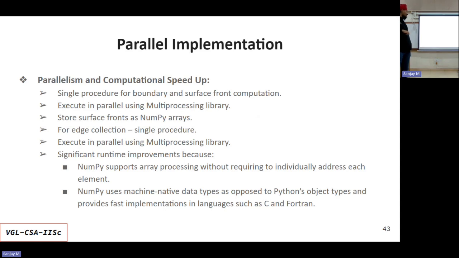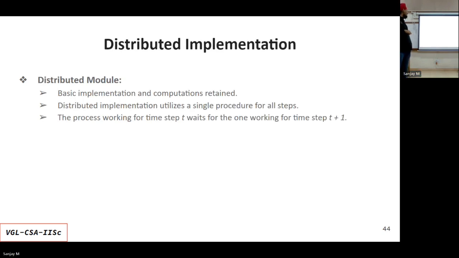Also, NumPy is mostly implemented in C and Fortran using multi-threading, which makes each process parallel on its own and fast. Also, each computation is done on each time step. We need to only look at the next time step, so we can run each time step in parallel, because each time step has to look at only the next time step. We run all these in parallel using the multiprocessing library. If you have 122 time steps, we run 122 parallel processes to extract edges and surface fronts. So this makes our computations pretty fast.